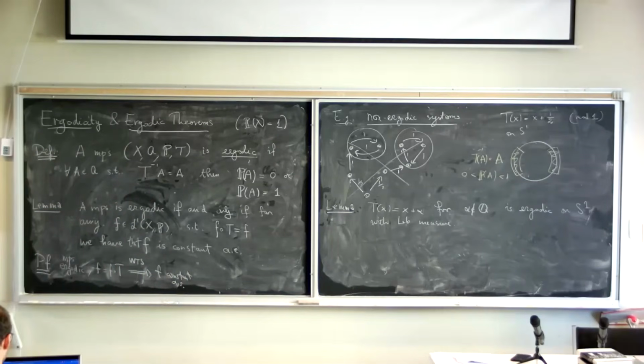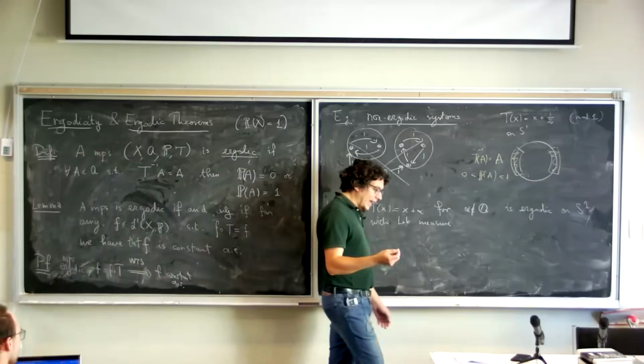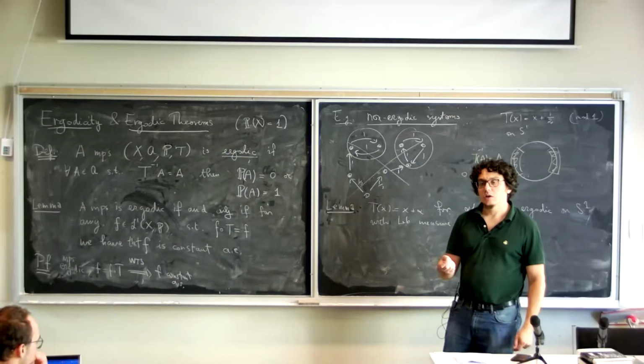So we have some property about invariant sets, but now we have an invariant function. How do we construct the set from the function? That would work, but it's not so useful because the preimage of a singleton most likely will have measure 0.